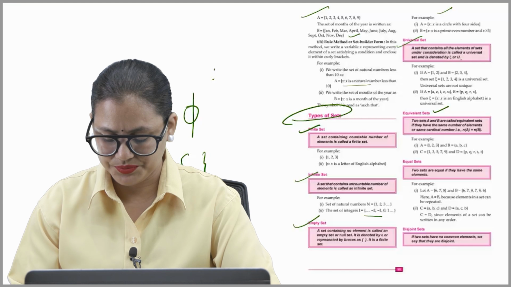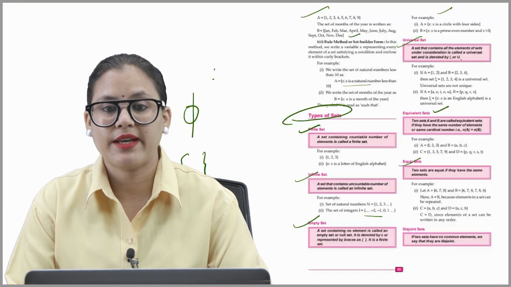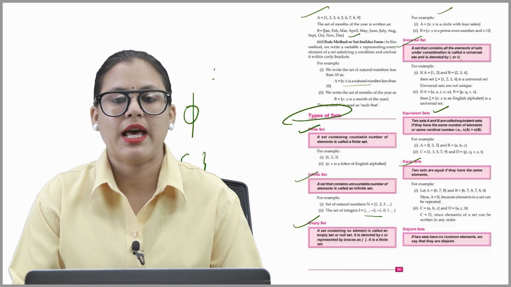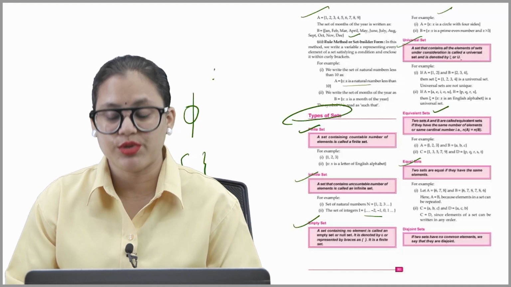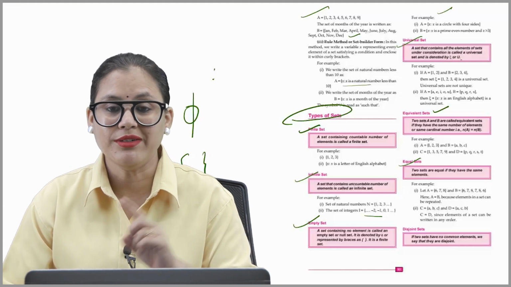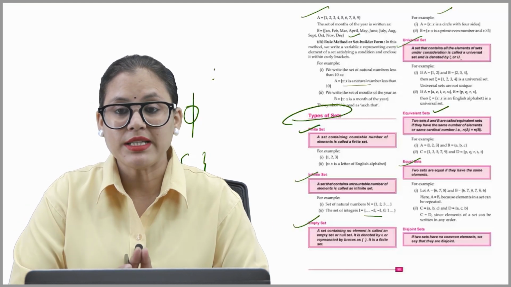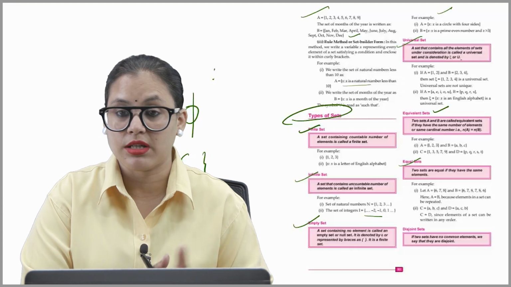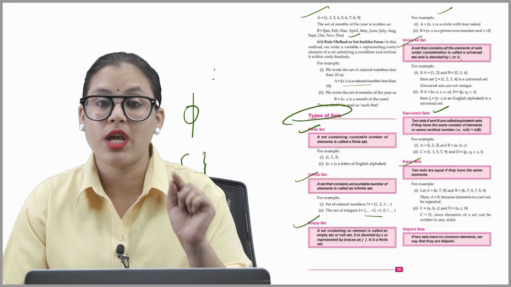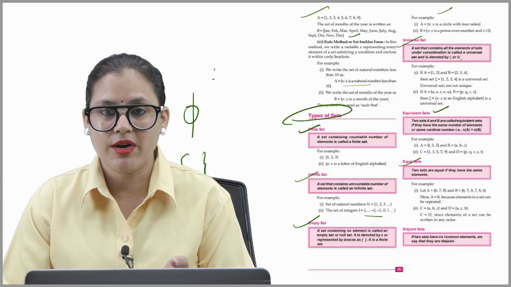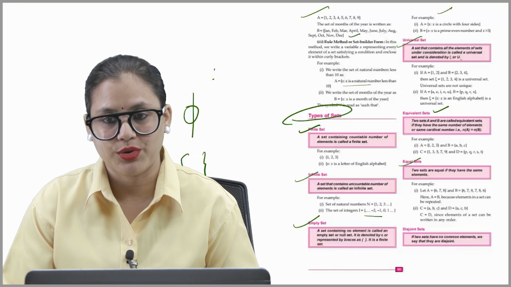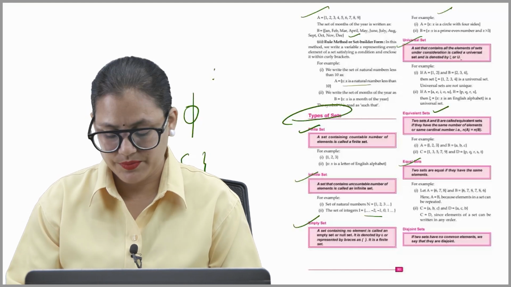Next is equal sets. Two sets are equal if they have the same elements. For example, the elements of set A are 6, 7 and 8, and the elements of set B are 7, 8, 6. So here A = B, because elements of a set can be repeated. Number 2: C = {a, b, c} and D = {a, c, b}. So these two are equal, that is C = D, since elements of a set can be written in any order.